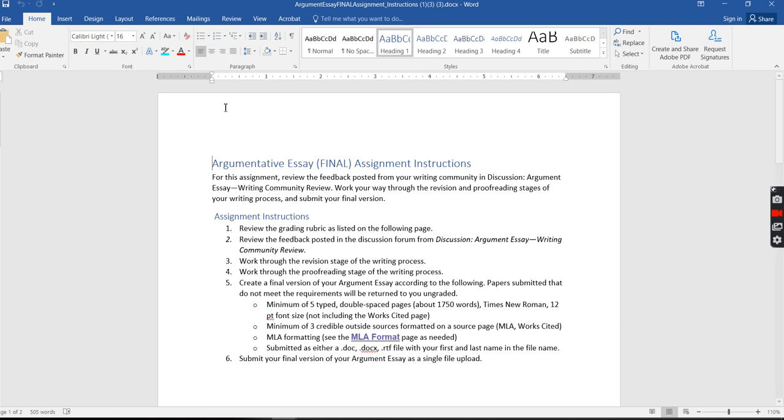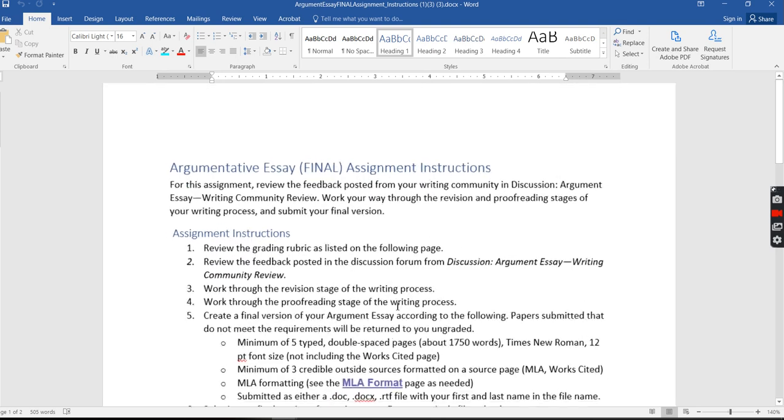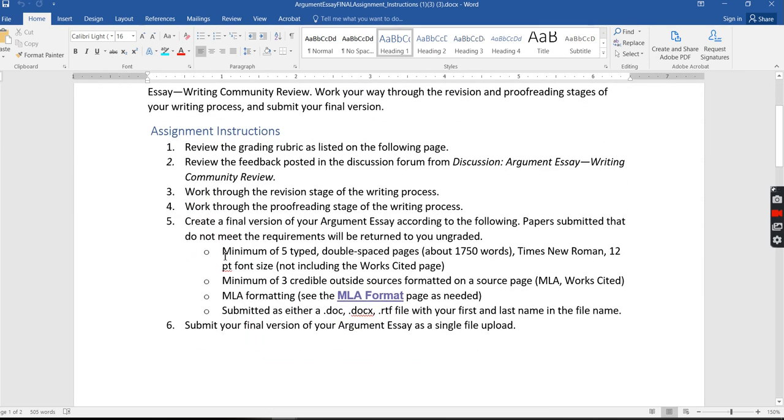Because listen, look down here, people, right here. Minimum of 5 typed pages, double spaced, which is about 1,700 words. Some people think I'm more concerned about the specific word count than I am about the length, and I'm not. I'm more focused on the length of your pages.